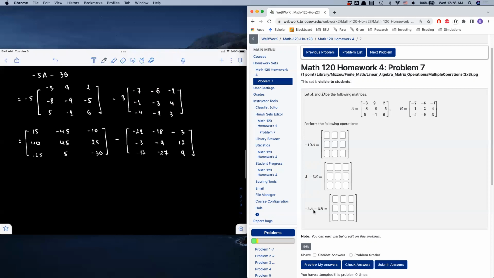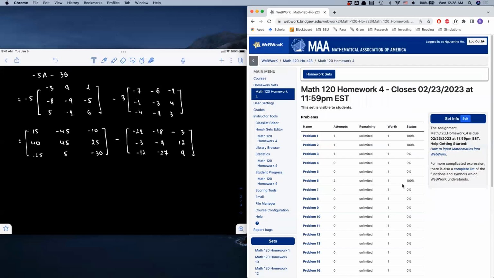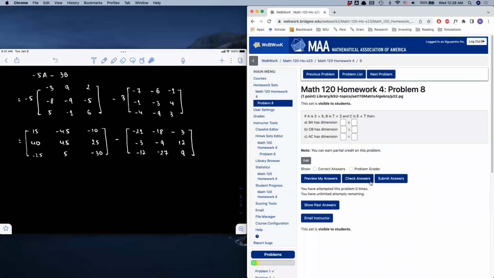And then you do matrix subtractions, right, by subtracting the corresponding entries together. Okay, so that is problem 7. Let's move on to problem 8.